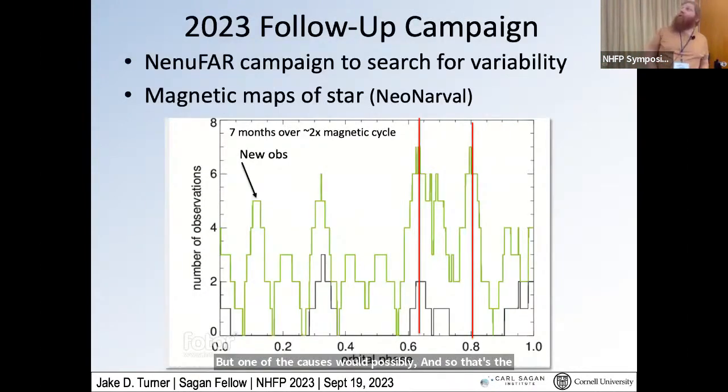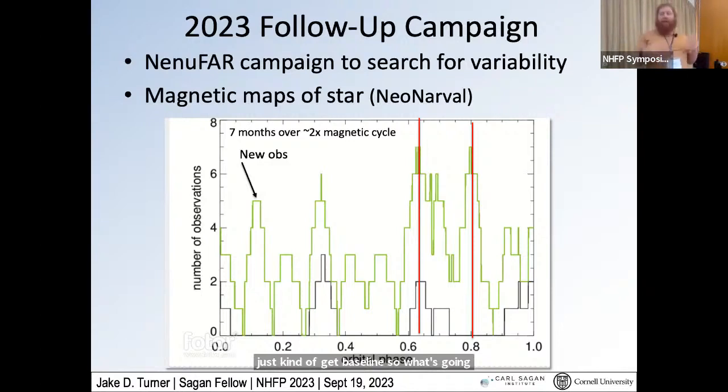So we've been using NenuFAR to observe the system as many times as possible throughout 2 times its magnetic cycle. Tau Boo is a really interesting star because it has a 120-day magnetic cycle. That's very quick compared to the Sun. But luckily for us, we can observe over that entire cycle and try to get some interesting results. So we've been observing at both interesting phases almost every few weeks, as well as every other phase, just to get baselines of what's going on.